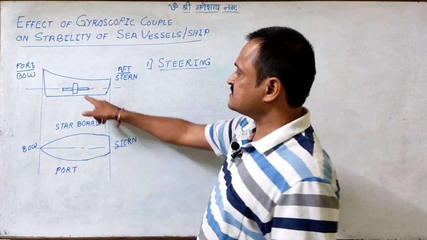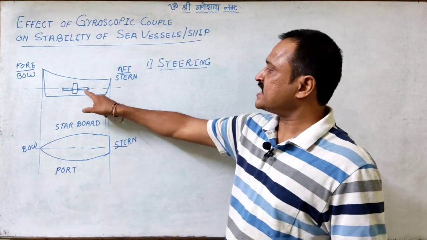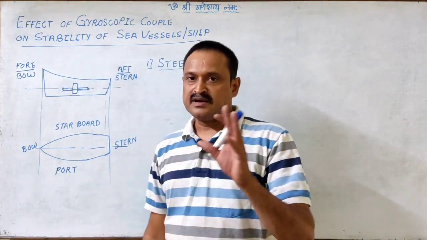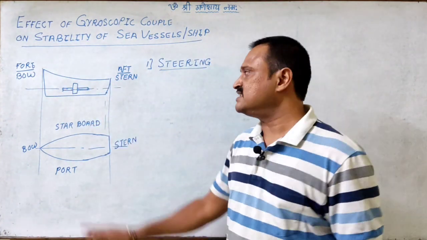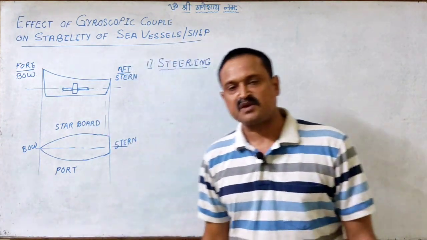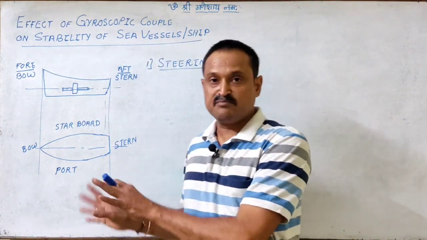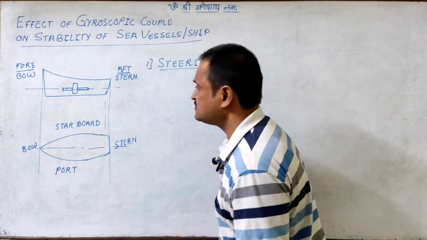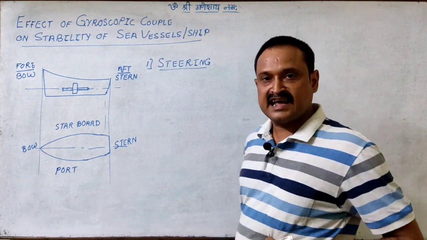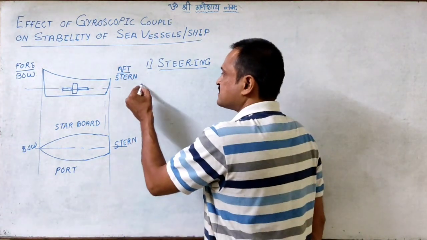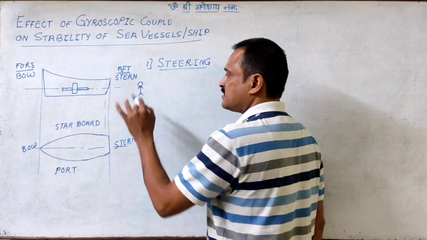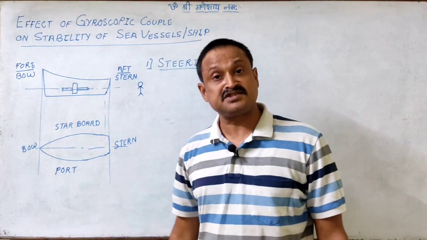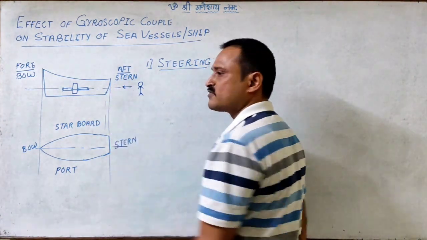Now let us take this condition: the rotor axis is parallel to the lateral axis of the ship. Certainly, the axis of the rotor, or the prime mover of a ship or a vessel, will always be parallel to the lateral axis. Now, when we are analyzing, we will place ourselves as an observer behind the ship. So we are looking at the rotor from the stern.